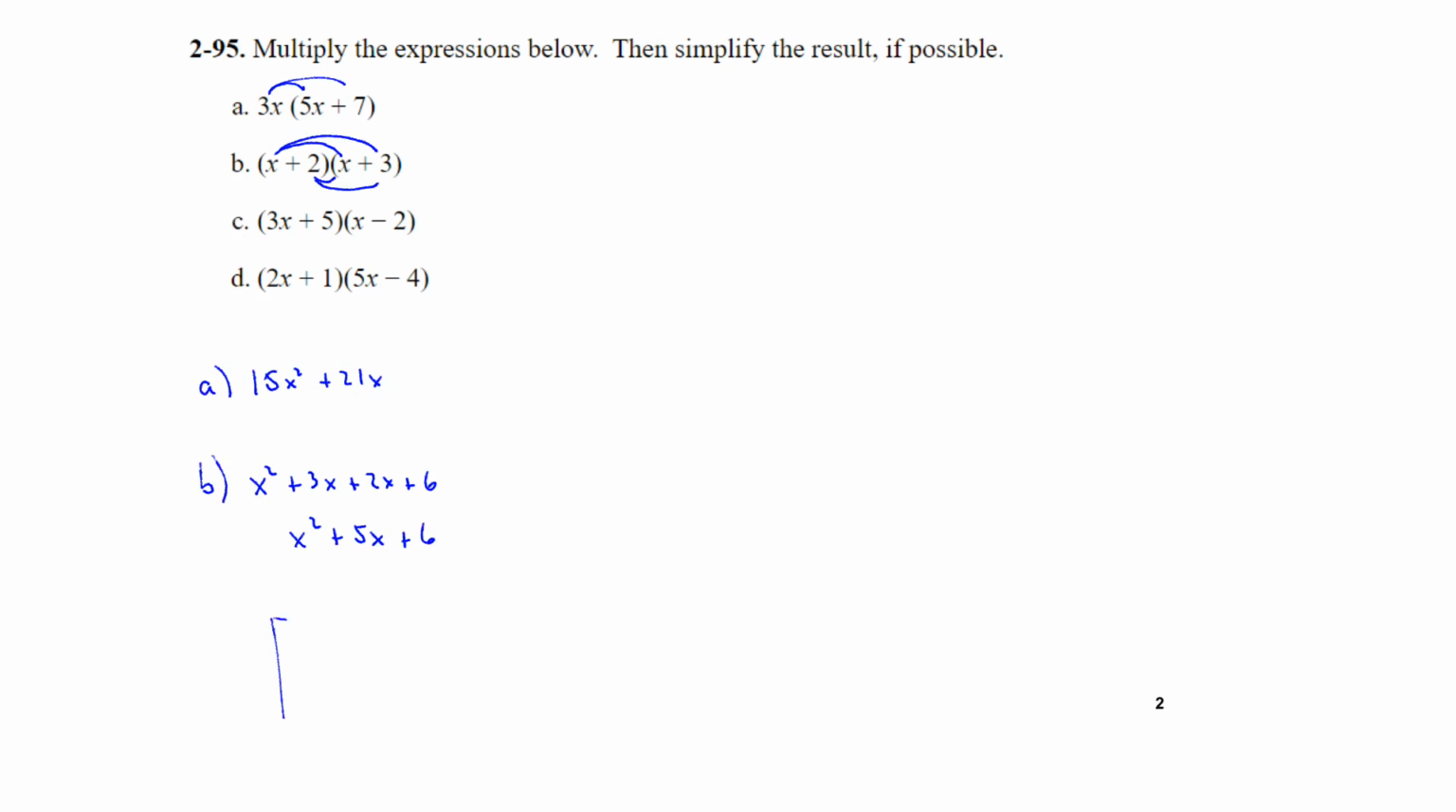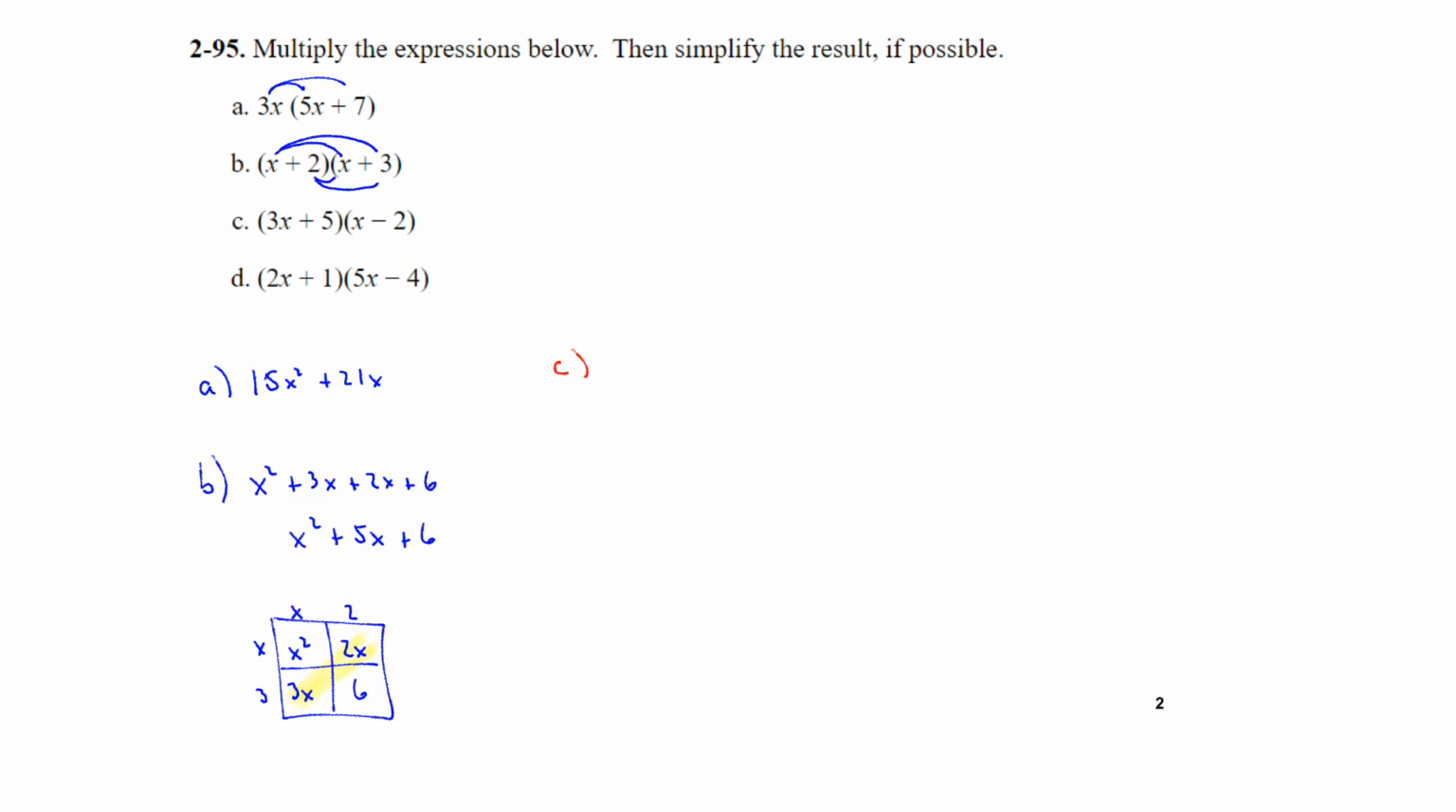And just remember, if you want to use your generic rectangle, you can say x plus 2 and x plus 3. So you're still going to get the same 4 terms that I got from above, and then you can combine your 3x and your 2x to be 5x.